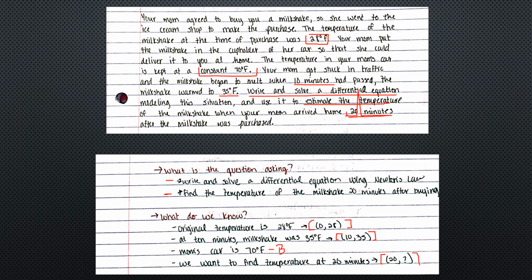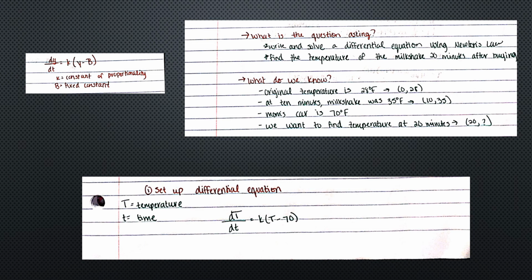with an unknown temperature. So using our differential equation formula and what we know, we can create a differential equation. So we're going to say big T represents temperature while little t represents time. So we have dT/dt equals k times (T minus 70), because remember 70 is our constant and therefore it is our B value.